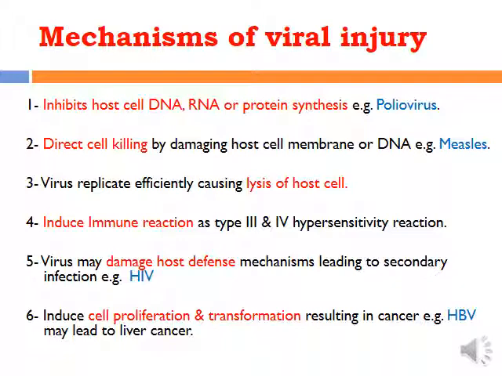How do viruses cause cell injury, that is, the mechanisms of viral injury. The virus will enter the inside of the human cell to produce injury by certain effects. The first one is inhibition of the cell's DNA, RNA, and protein synthesis. When it enters the cell, it prevents the cell from synthesizing DNA, RNA, or even protein. The best example is seen in poliovirus when it infects the neural cells. It affects the function of the neural cells, producing paralysis.